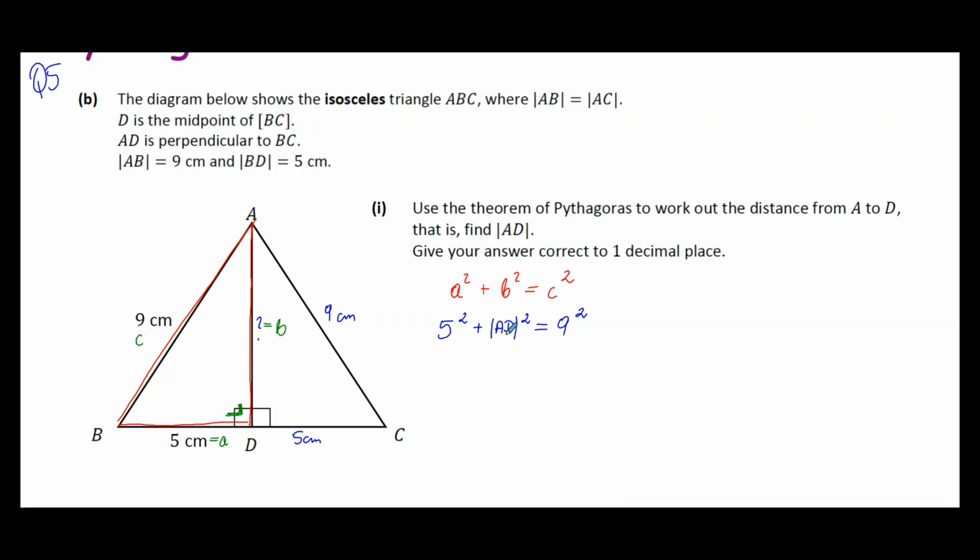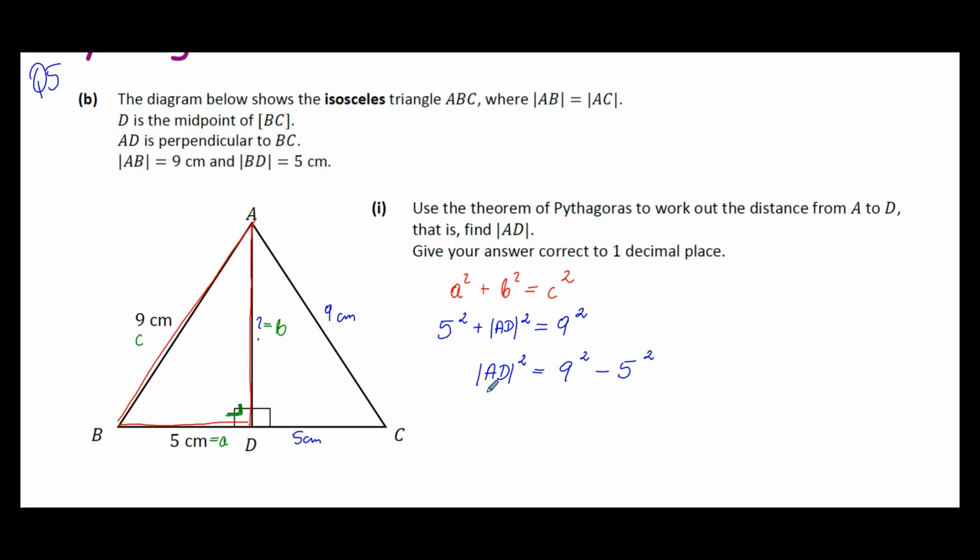Now, I want AD on its own, not AD plus 5. What do I do with this 5? Move it to the other side. And what do I need to remember about that? That I'm changing the sign to the opposite. So positive value became negative.